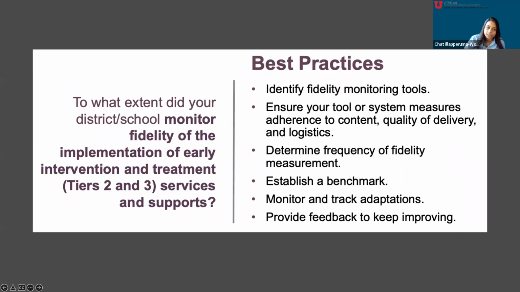So I know we spoke about fidelity in the previous slide. How does your school, or how does your district, monitor fidelity of tier 2 and tier 3 supports? Fidelity monitoring measures the presence of a program, practice, or initiative when it's being used day to day. So very briefly, some things that you can do to monitor fidelity is identify a tool to monitor fidelity.